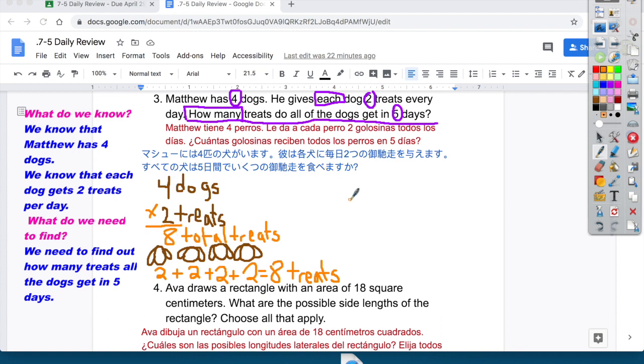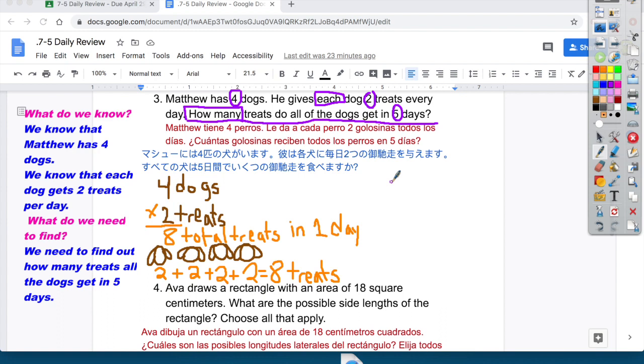Now, what we're trying to find out is how many treats all the dogs will get in 5 days. So if all the dogs get 8 total treats in one day, what do we need to know? What do we need to do in order to know how many treats they get in total in 5 days? That's right, we're going to multiply.